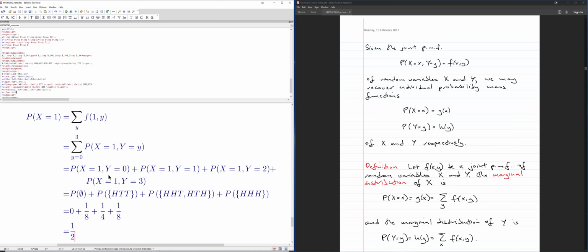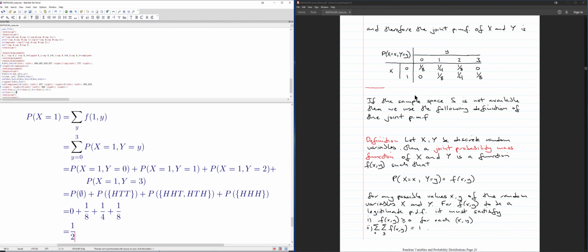Okay, so let's actually just work it out. For the probability X is equal to 1, we sum over possible values of y, where small y takes values 0 to 3, and you add up the probabilities of those cases. The probability X is equal to 1, Y is equal to 0, from your table, is equal to 0. The probability X is equal to 1, Y is equal to 1, from your table, is 1/8. This one over here is a quarter, and this one is 1/8. So to get the probability X is equal to 1, you just add up these probabilities from your second row, and you get a half.